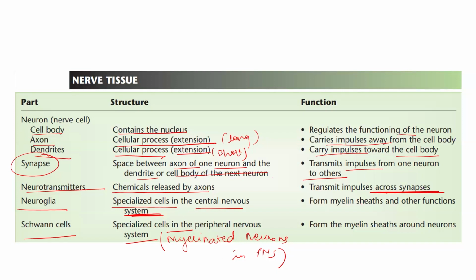Then the function of neuroglial cells in the CNS is to form the myelin sheath and perform other functions like prevention from bacteria, forming the cerebrospinal fluid, etc. Schwann cells form the myelin sheath around the neurons.